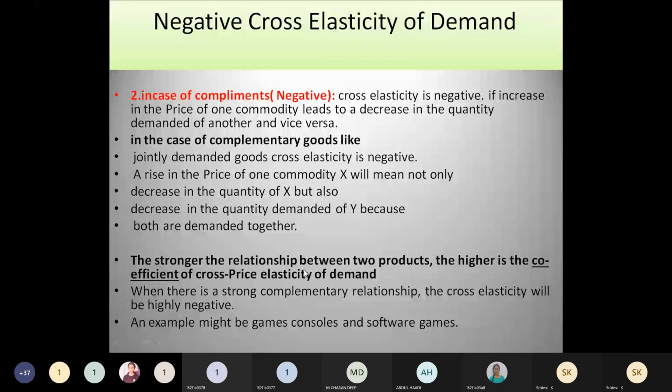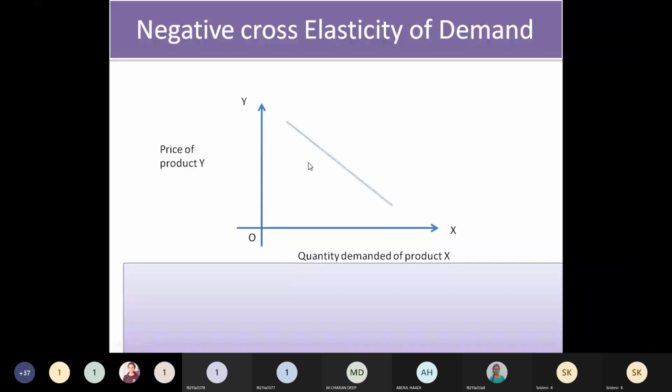So this curve will be same as a demand curve. On x-axis, you show the quantity demand of product X and price of product Y on y-axis. So see here, from left to right, downwards demand curve will be flowing in case of complementary products. This is called as what? Negative cross elasticity demand.